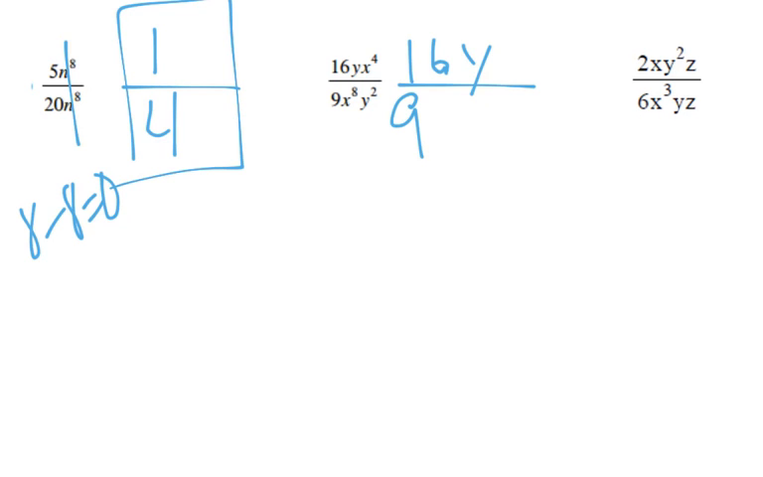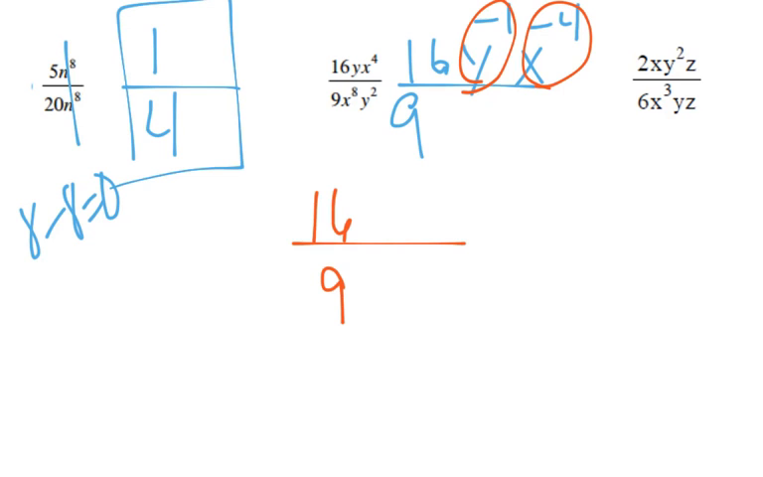Y to the 1 minus 2 is negative 1. X to the 4 minus 8 is negative 4. Cannot have this or this. So my 16 and my 9 are good. My y comes to the bottom, and my x to the 4th comes to the bottom.